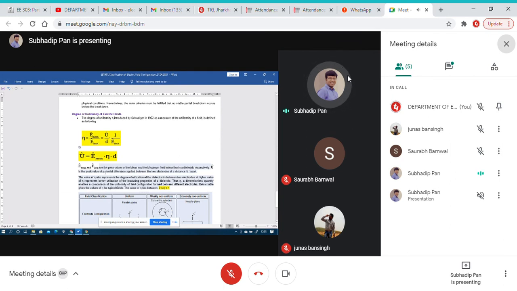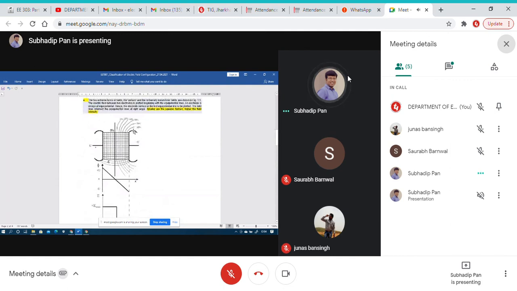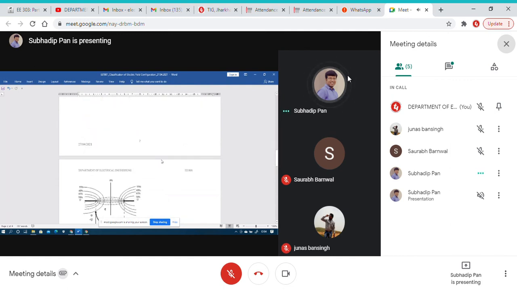So U is nothing but the work done by the external source in moving a unit positive charge from B to A, or we can say U is the peak value of the potential difference applied between the two electrodes at a distance d. That's why your equation looks like E max, or E mean we can say, into your factor into the distance between the two electrodes. The electrodes may be placed like this, or placed in a parallel way.